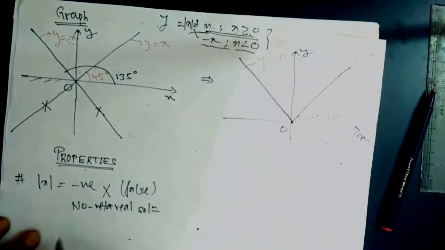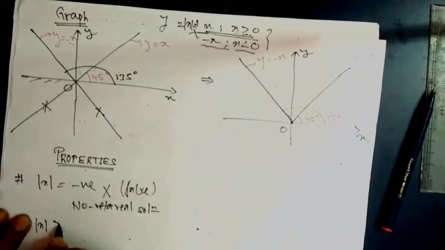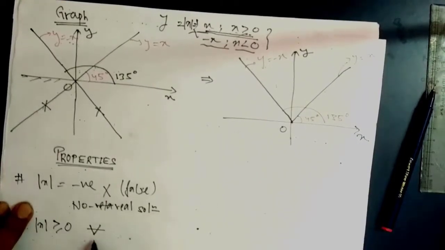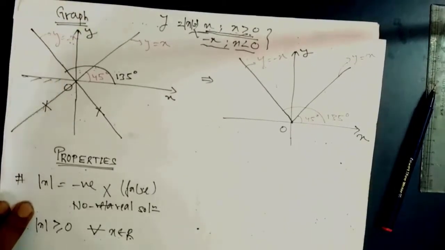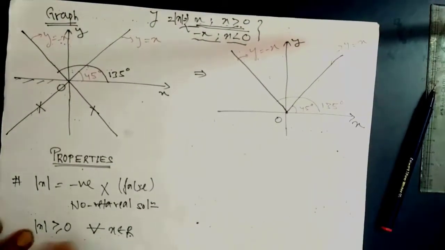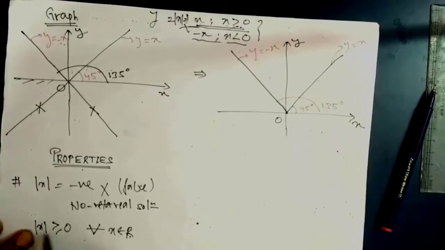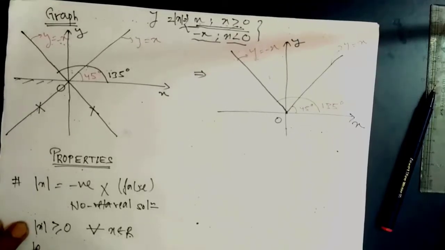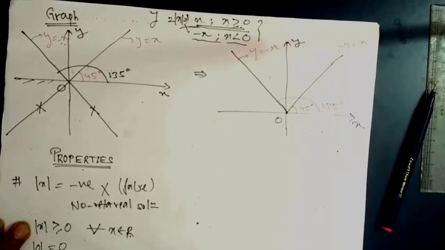So mod of x is always greater than or equal to 0. You can write it like this: for all x belongs to R, where R is the set of real numbers. For any real number, meaning from minus infinity to plus infinity, mod of x will always be greater than or equal to 0. And it will be equal to 0 only when x itself is 0, because mod of 0 is 0. And mod of minus 1 will give 1, and mod of 1 is also equal to 1. You have seen that earlier.